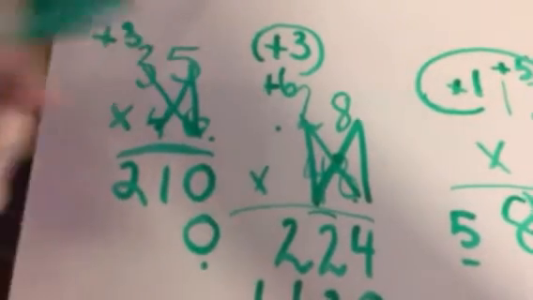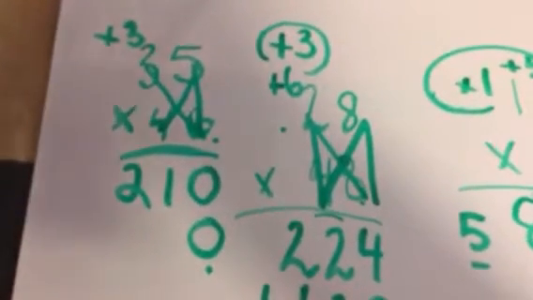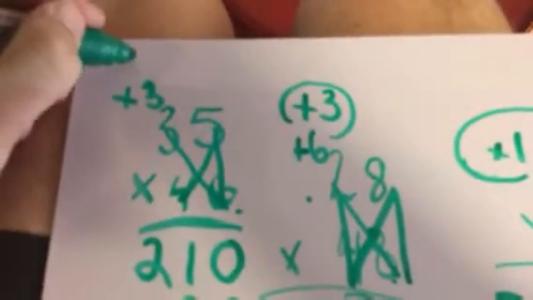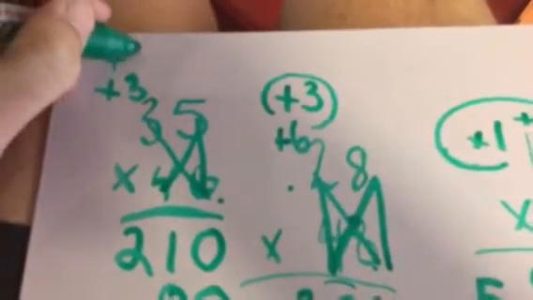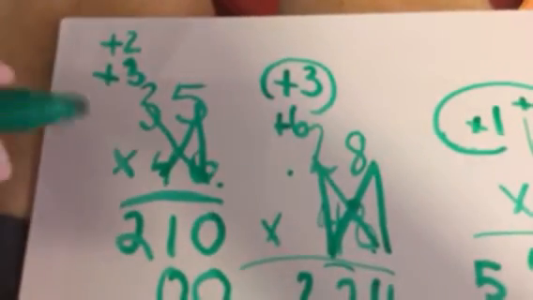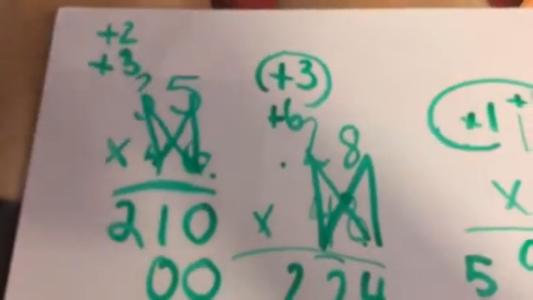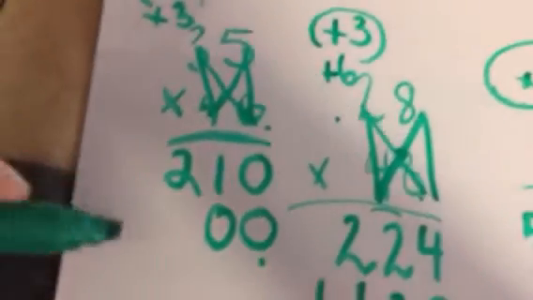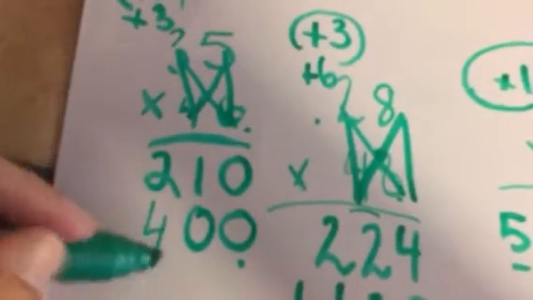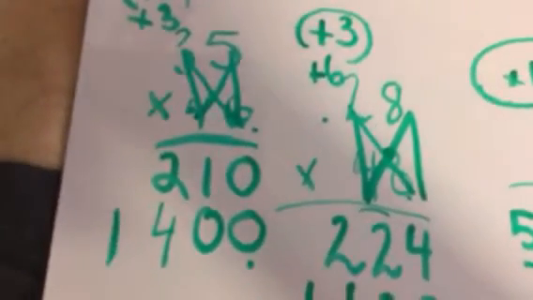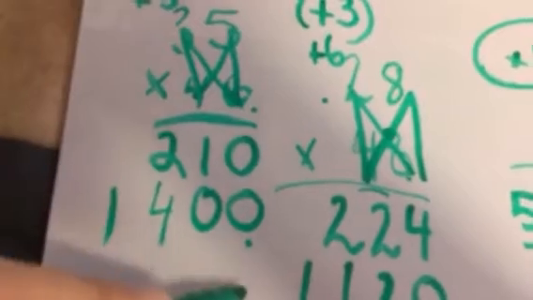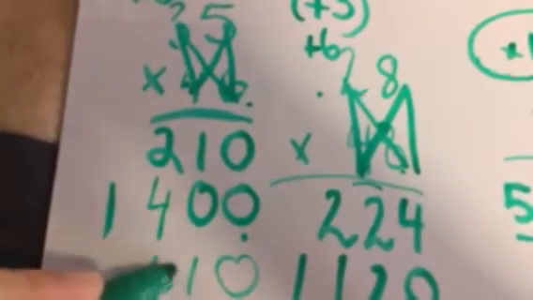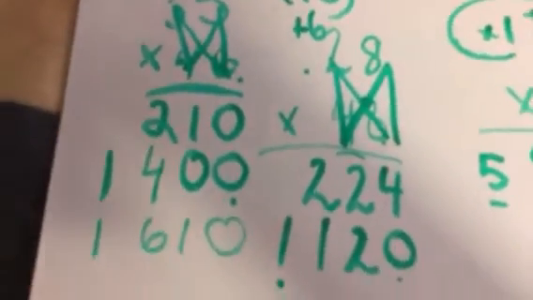4 times 5 equals 20. Put down the 0. Carry the 2. 4 times 3 equals 12. Plus 2 equals 14. Put down the 4. Carry the 1. Adding these up, 0, 1, 6, 1.